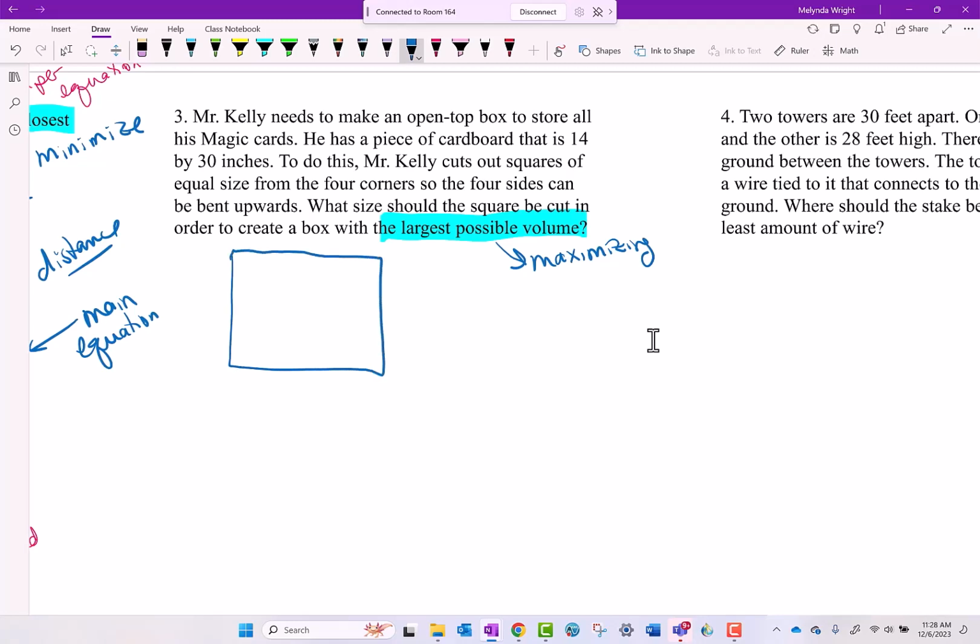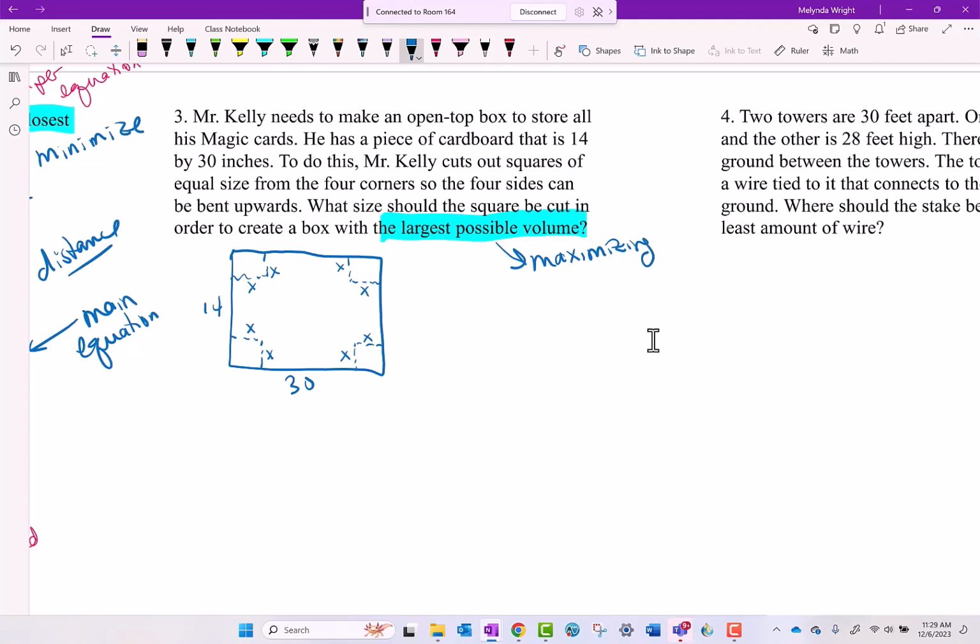So here's my piece of cardboard. This is 14 and this is 30. We're going to cut squares out of the corners. So I'm going to make little dotted lines. I'm going to call those x. So we're cutting squares out of all the corners. We'll just indicate that with our little dotted lines. Okay. Let's see. So we are looking at volume, and this is going to be like a three-dimensional figure, right?